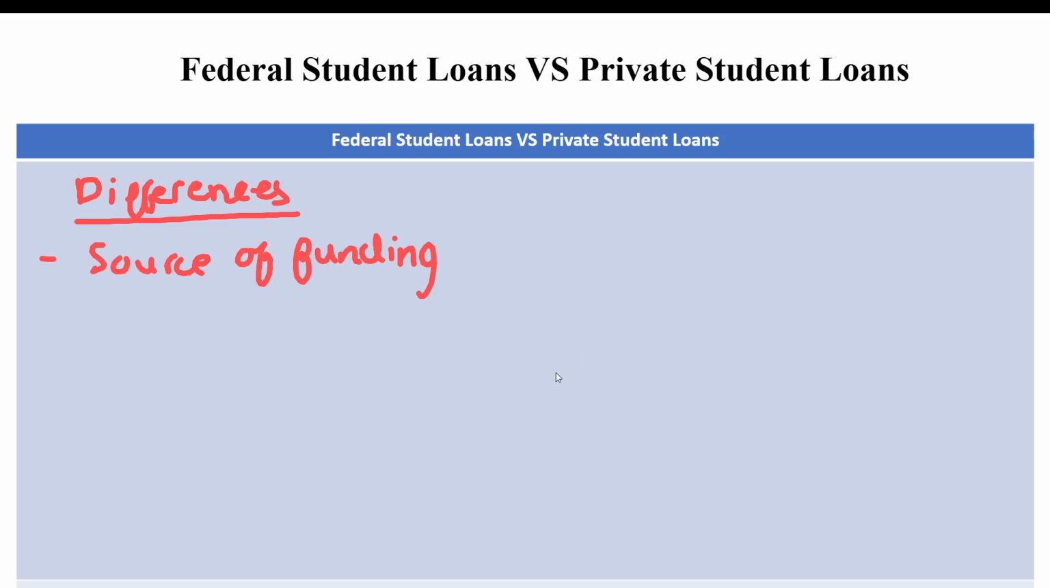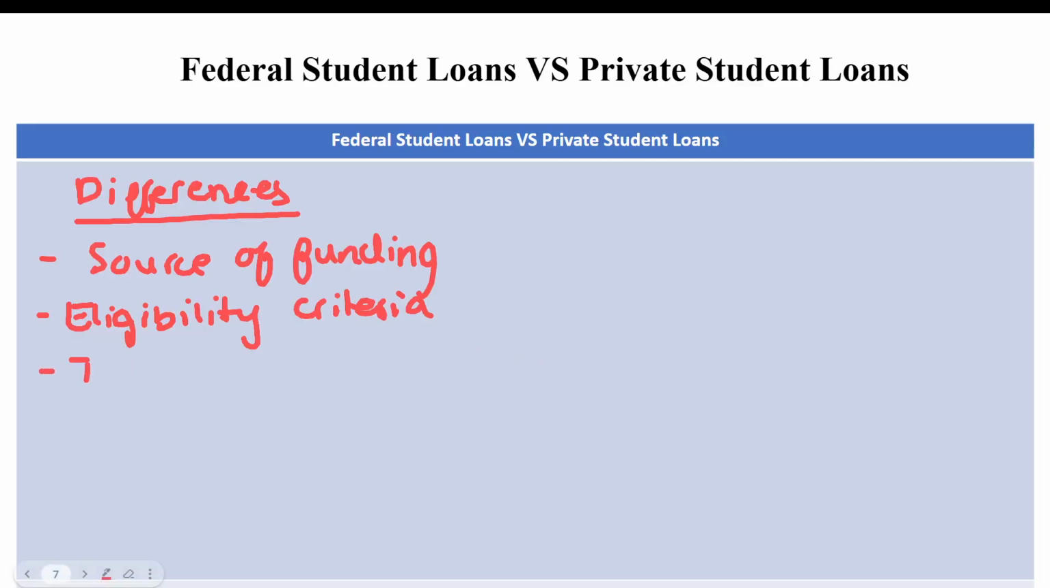Private student loans are provided by private lenders such as banks, credit unions, and online financial institutions. Then we have eligibility criteria. For federal student loans, it's determined through the FAFSA. So, financial need, cost of attendance, and enrollment status play a significant role. Credit checks are generally not required except for PLUS loans. For private student loans, it's based on the borrower's credit history and income. A cosigner is often needed for students with limited credit history.